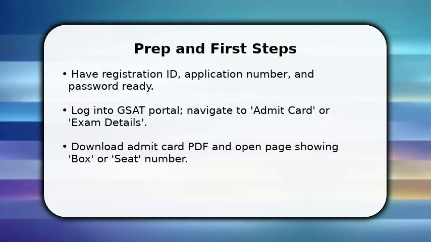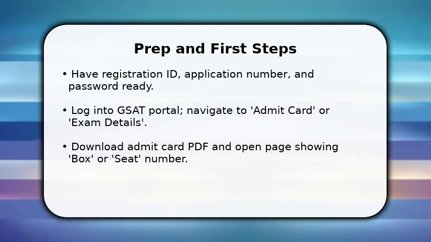Look for labeled fields like box no, seat, or room. You're looking for a short numeric code, usually next to venue details. Note it exactly as shown.